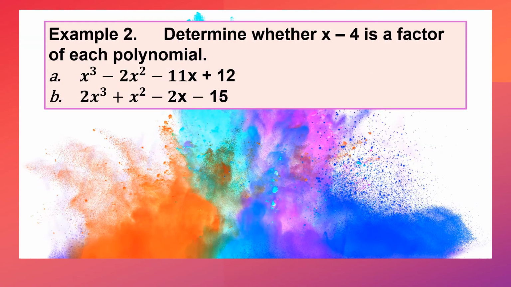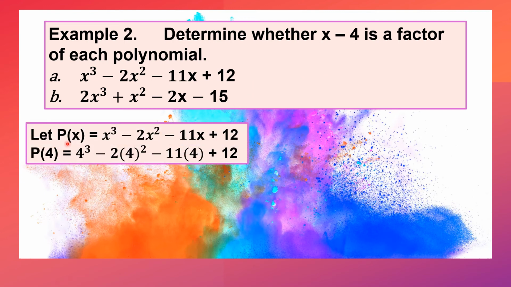Example number 2. Determine whether x minus 4 is a factor of each polynomial. For letter A, x cubed minus 2x squared minus 11x plus 12. For letter B, 2x cubed plus x squared minus 2x minus 15. We must get an answer of 0 for us to tell that x minus 4 is a factor of each polynomial. So, for letter A, we have, let p of x equals x cubed minus 2x squared minus 11x plus 12.